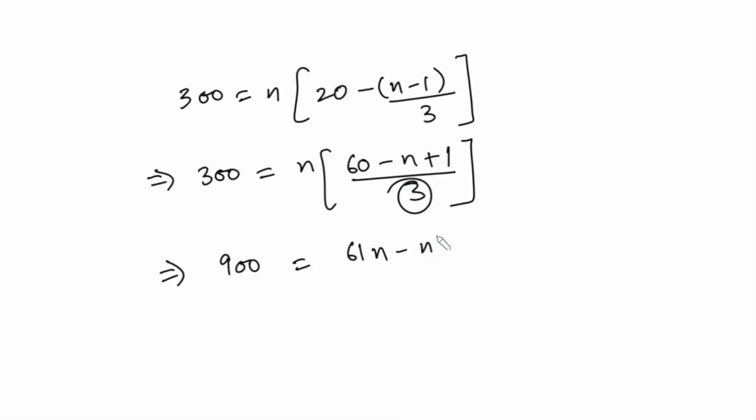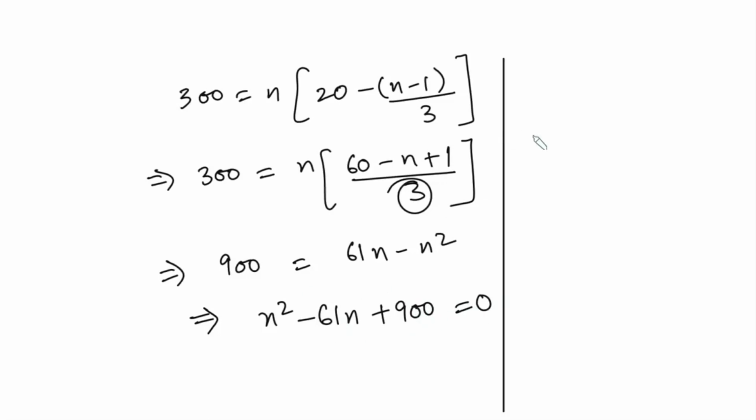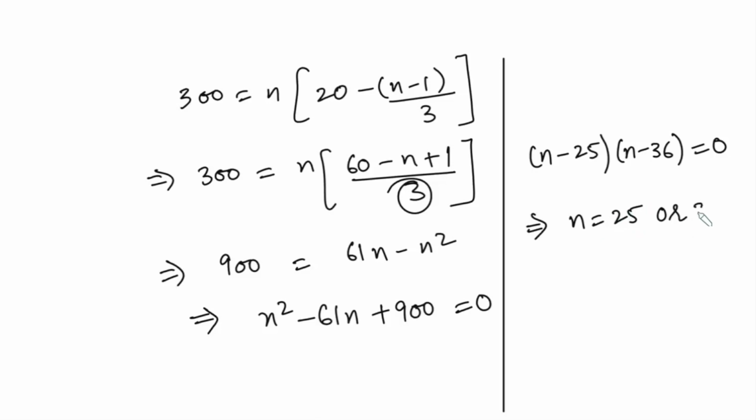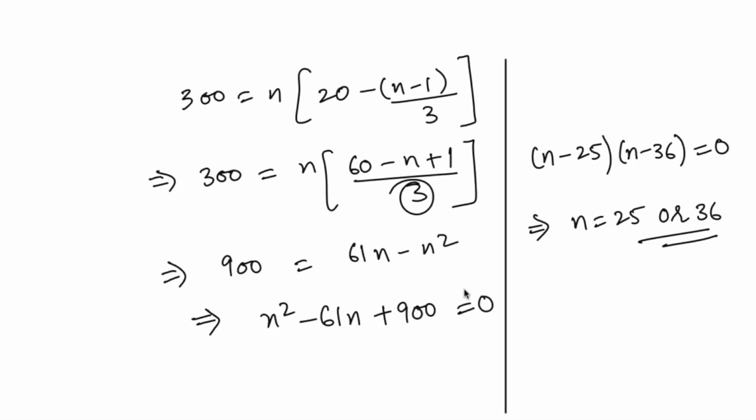So you have 61n minus n squared. So we get a quadratic equation as n squared minus 61n plus 900 is equal to 0. Factorizing this, we get n minus 25 times n minus 36 equals 0. So we have two values of n, 25 or 36.